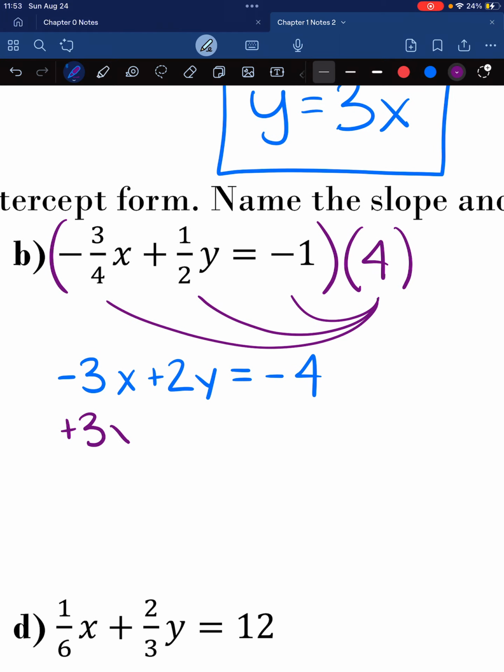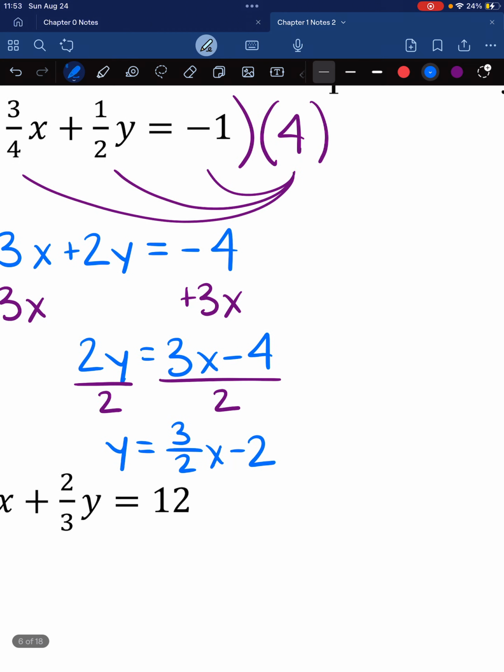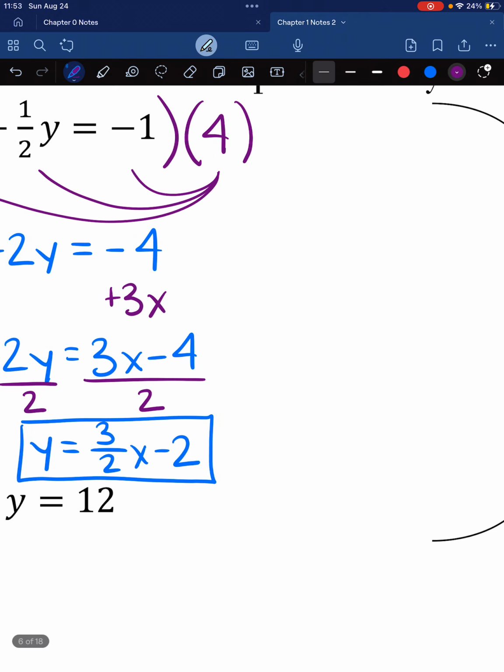Now I can just go ahead and add 3x to both sides. Divide both sides by 2. And I have my equation in slope-intercept form. From there, I can go ahead and name my slope. Oh, wrong number. And name my y-intercept.